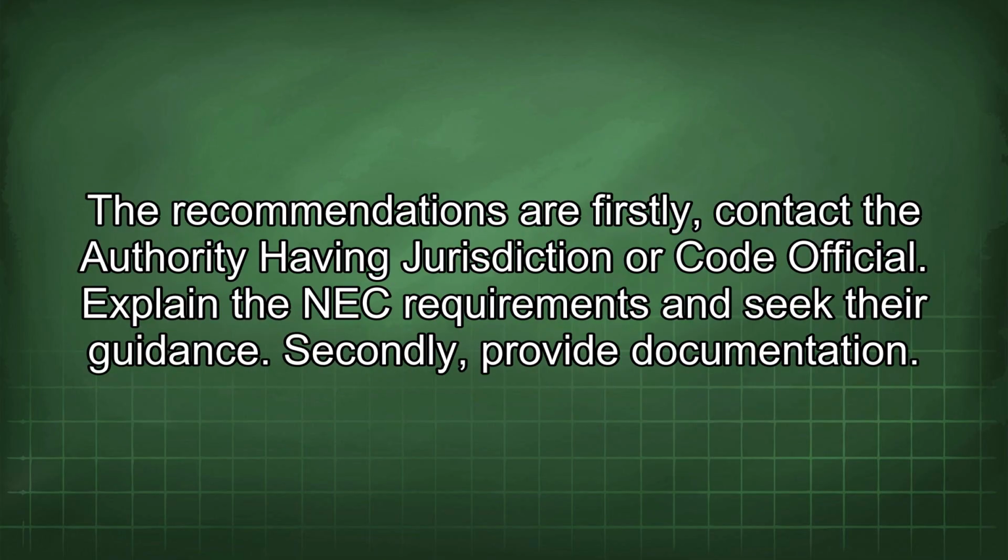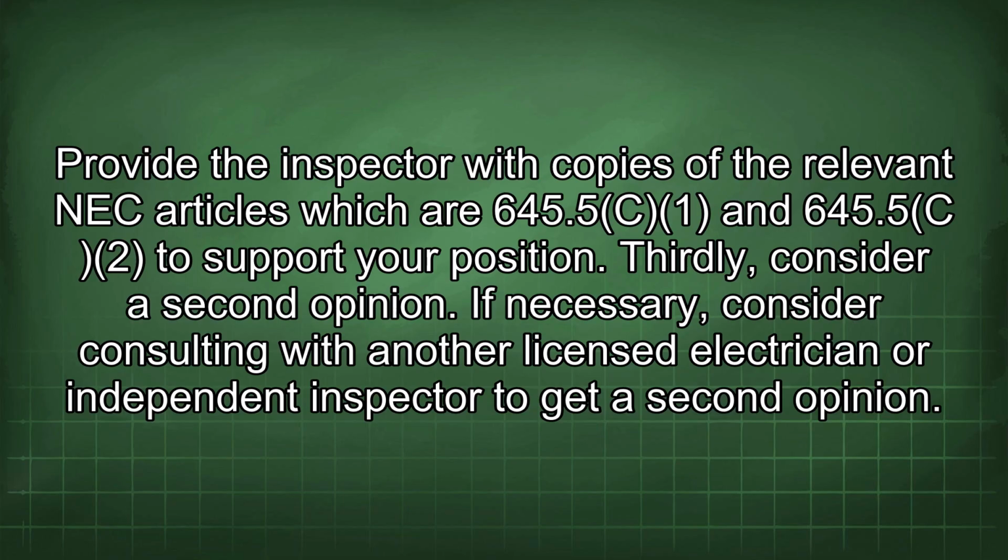The recommendations are: firstly, contact the authority having jurisdiction or code official. Explain the NEC requirements and seek their guidance. Secondly, provide documentation. Provide the inspector with copies of the relevant NEC articles, which are 645.5(C)(1) and 645.5(C)(2), to support your position. Thirdly, consider a second opinion. If necessary, consider consulting with another licensed electrician or independent inspector to get a second opinion.